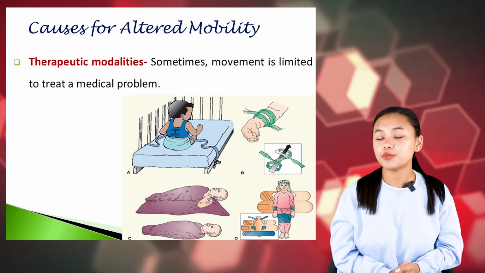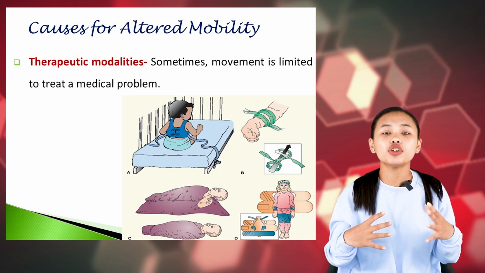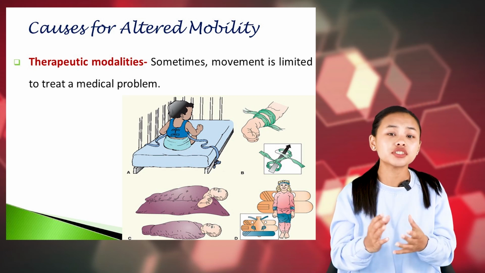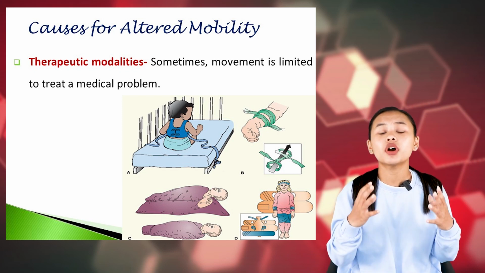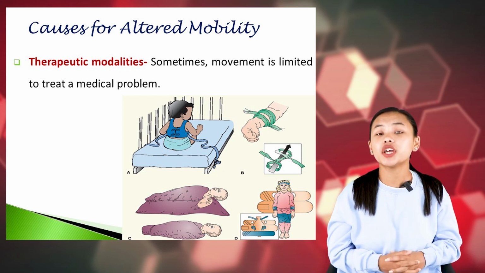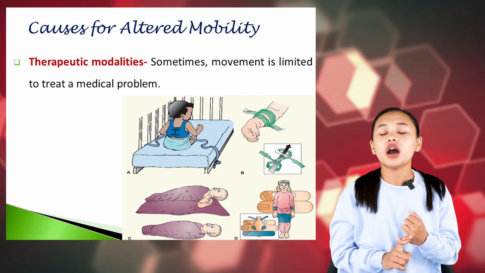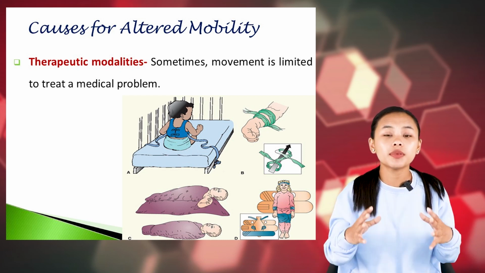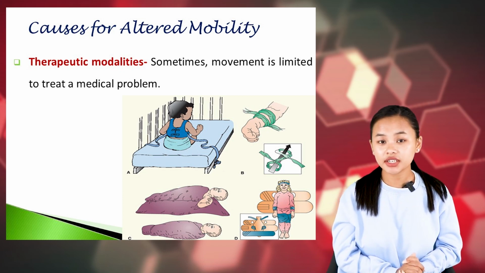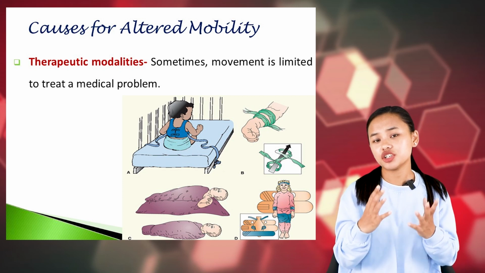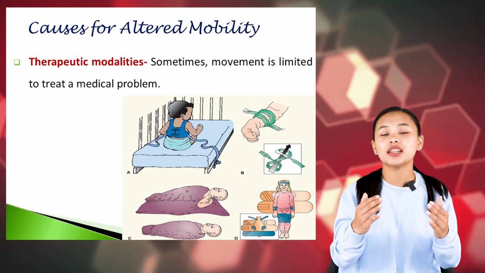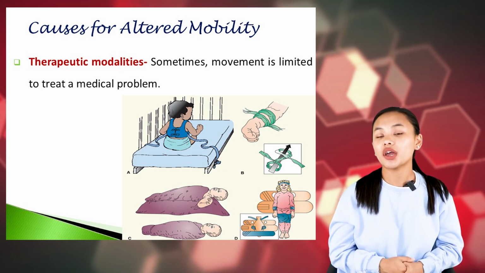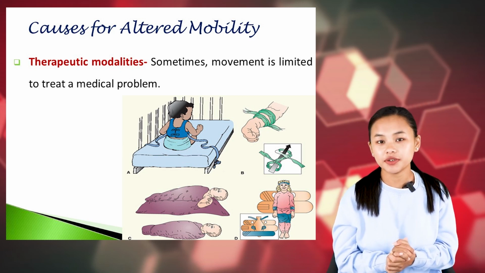And the last one is the therapeutic modalities. So being in this profession, you may have also encountered clients whose movements are restricted because of a medical problem, right? So here you will be providing various restrictive devices such as casts, braces, or splints in order to immobilize certain areas that require healing, right? So even because of the medical condition that the client may be going through, we may have to provide these restrictive devices which can limit the mobility of an individual, which can also later lead to an altered mobility. So these are the various causes for altered mobility.